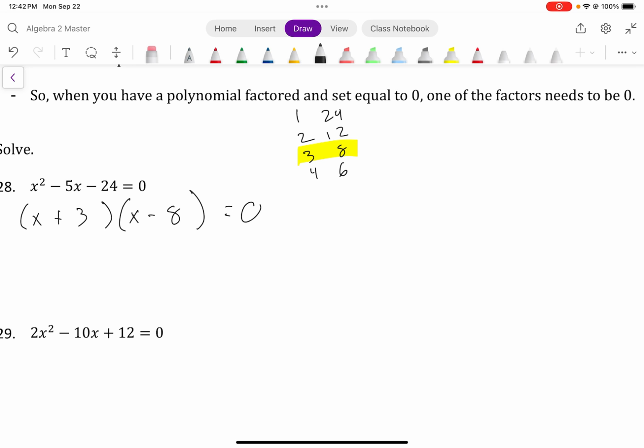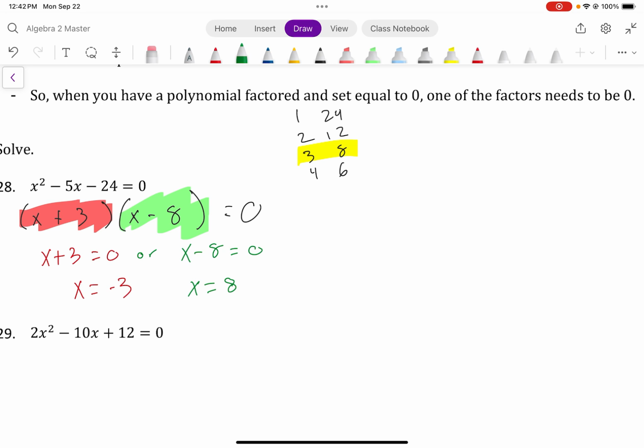So now I have my two factors, factor 1 and factor 2. Factor 1 times factor 2 equals 0 means factor 1 equals 0 or factor 2 equals 0. Solve each of these. So for the red one, I subtract 3. For the green one, I add 8. X can't be both of those at the same time. So as far as solutions go, it's one or the other.